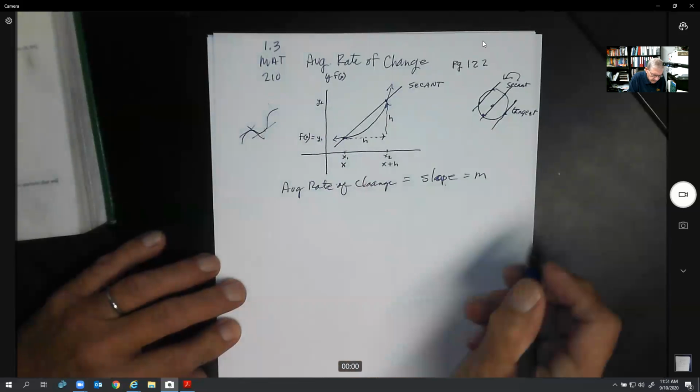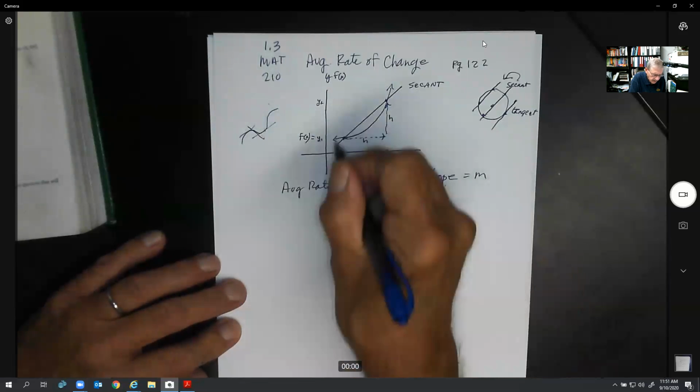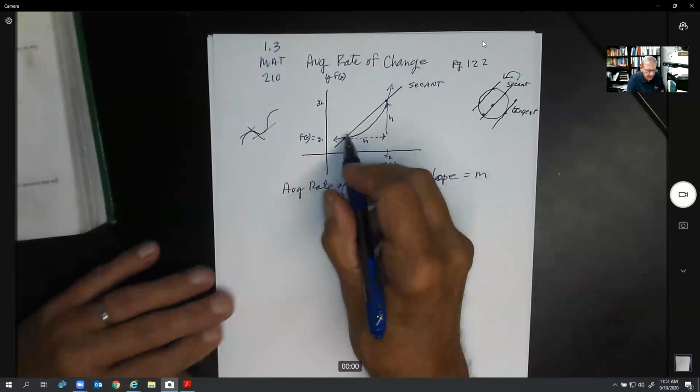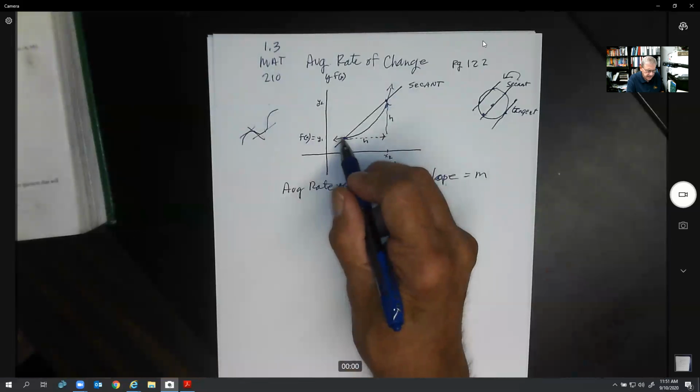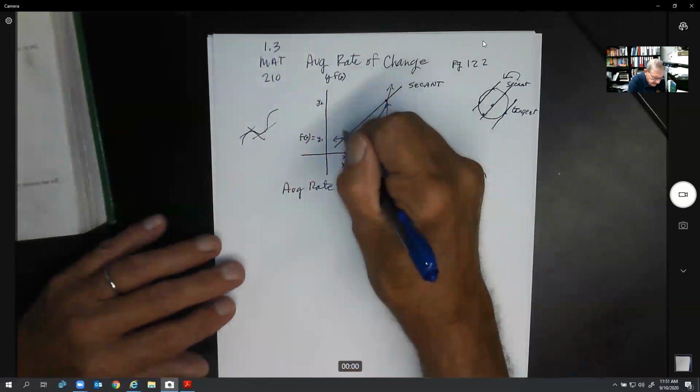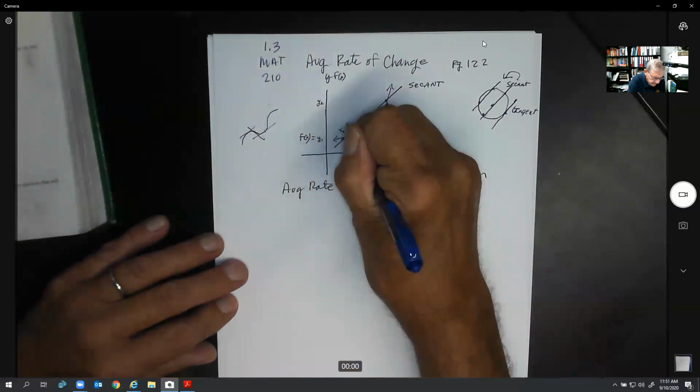Instead of calling it, let's put it down. I'm going to get this all messed up. But instead of x1, y1, we're going to call it f of x. That's what the name of this point is.